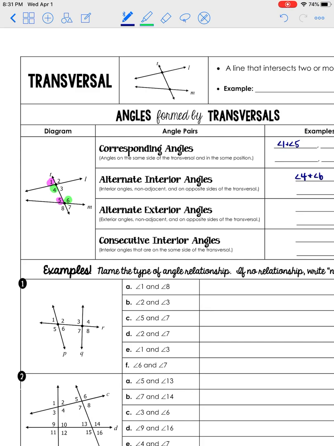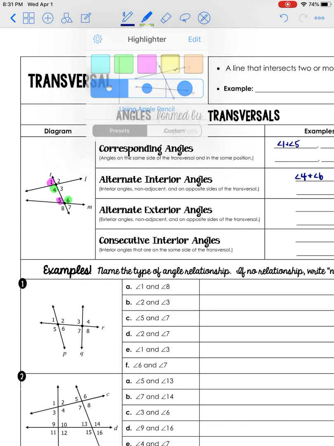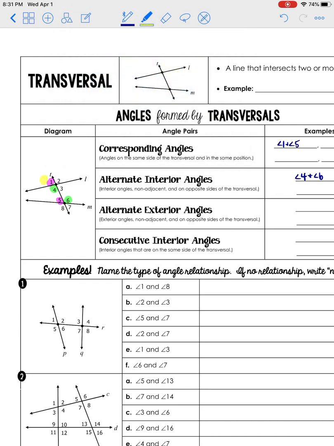Next, we have alternate exterior. Same idea here, but they're the exterior angles. So 1, 2, 8, and 7. But again, non-adjacent and on opposite sides of the transversal. So adjacent would be like 1 and 2, right? They share a side, they're next to each other. And on the same side of the transversal would be like 1 and 8. So the only one that is opposite exterior to 1 is 7.